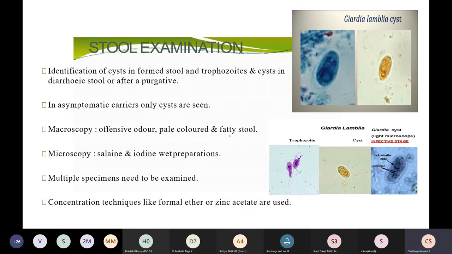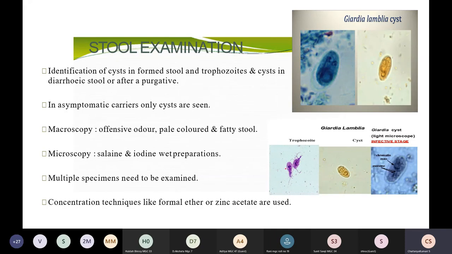When we stain that stool sample by using saline and iodine wet preparations, we can examine the cysts like this under the microscope. This is by using the iodine. If you just use saline and observe under the microscope, you can see like this. When we add the iodine, you can see the blue color stained cyst under the microscope. Or we can concentrate the trophozoite or the cyst by using chemicals like formal ether, or zinc acetate also will be used for staining these cysts which are there in the stool sample.